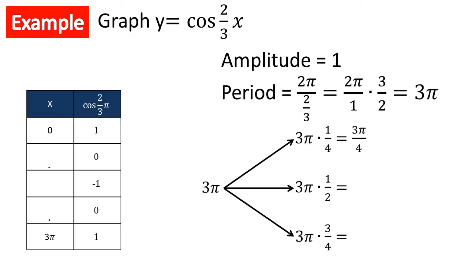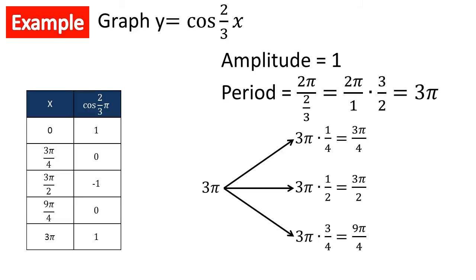So 3 pi times 1/4 is 3 pi over 4. Okay, 3 pi times 1/2 is 3 pi over 2. And 3 pi times 3/4 is 9 pi over 4. Now, if you wanted to do this the easy way, you would use those as your x-axis tick marks: 0, 3 pi over 4, 3 pi over 2, 9 pi over 4, and 3 pi. And just make the function relatively normal with those as your tick marks.